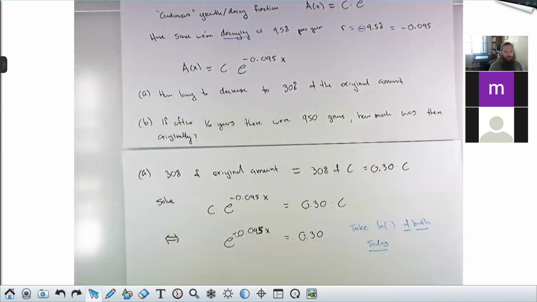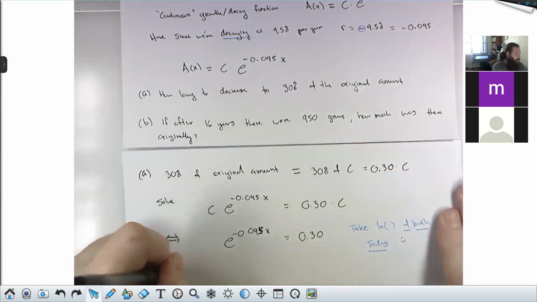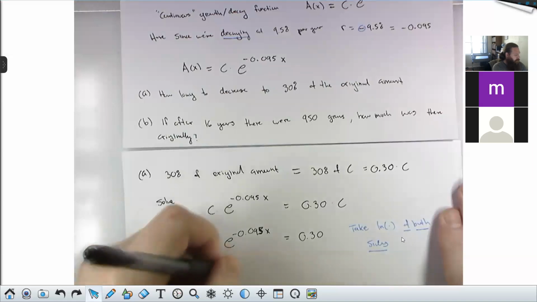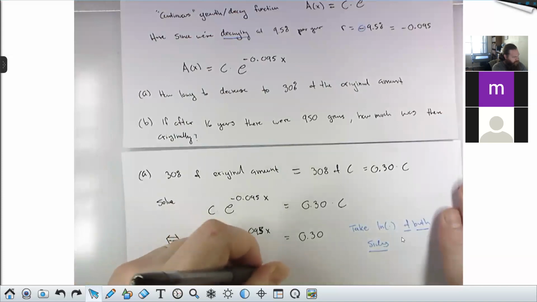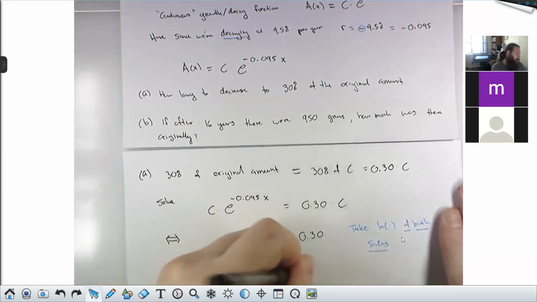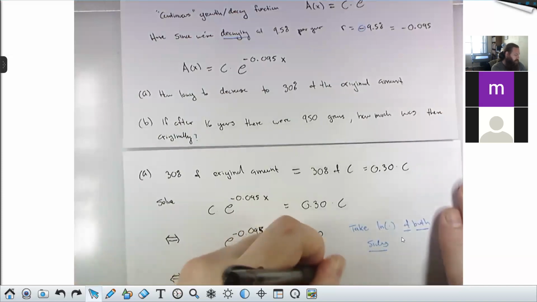When you're solving exponential equations, especially ones that involve the number e, once you get your exponential term isolated, you want to take the natural log of both sides. This is the big new thing. So if I take the natural log of both sides, I'll get the natural log of e to the negative 0.095x equals the natural log of 0.30.